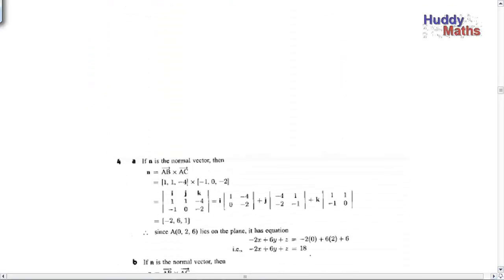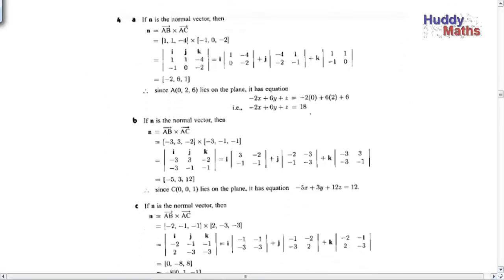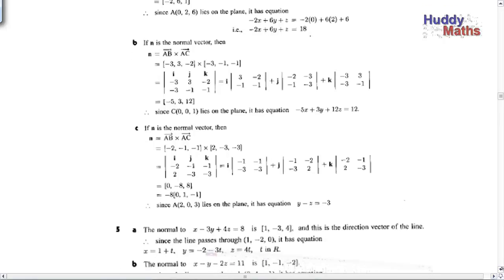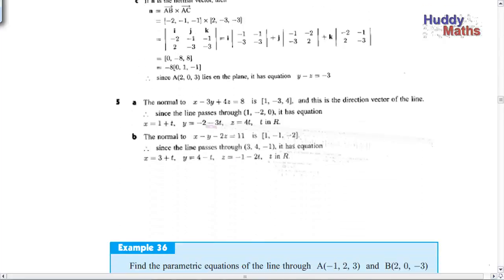So here they are. For A and B, and let's just bring up C, and we'll go on and have a look at 5. All right, so what do you think there?